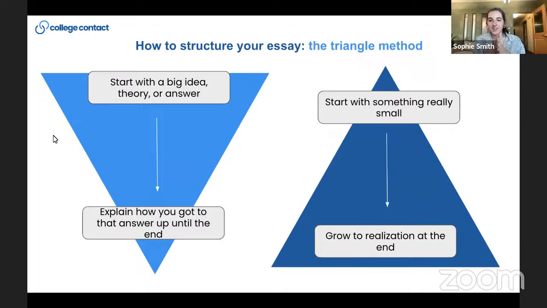Okay, this is gonna get a little bit technical, but I want you guys to hang in with me, okay? This is something called the triangle method, and this is something that I came up with 5 years ago, and it helps a lot of students think about their college admissions essay. So on the left side of your screen, you see an upside down triangle. This is how academic papers are written.